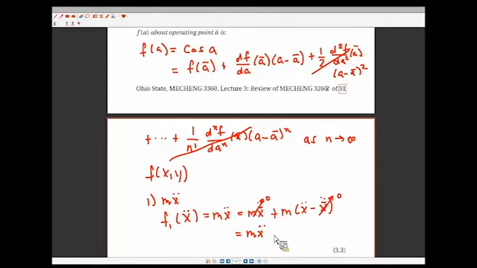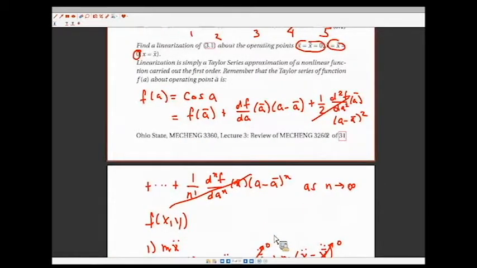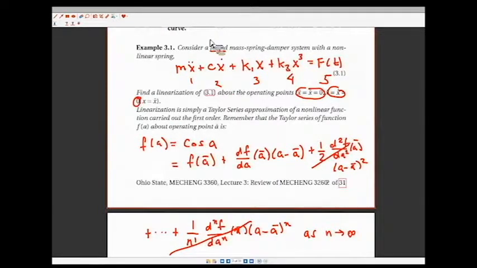So pretty boring, right? This is just showing that if you linearize a linear term, you get a linear term. Nothing exciting. So on your test, if you see a linear term and it says linearize this whole differential equation, you can pretty much just skip all your linear terms and just write them down.